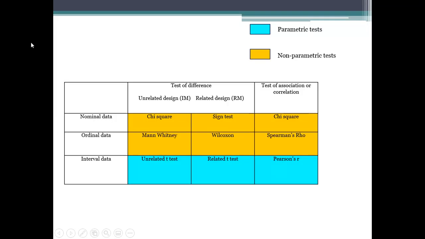So some students really struggle with choosing a stats test, and it can be up to 6 or 8 marks in an exam. So I just wanted to recap choosing a stats test and how to know which stats test to use. Now, we've got the flowchart in the booklet.